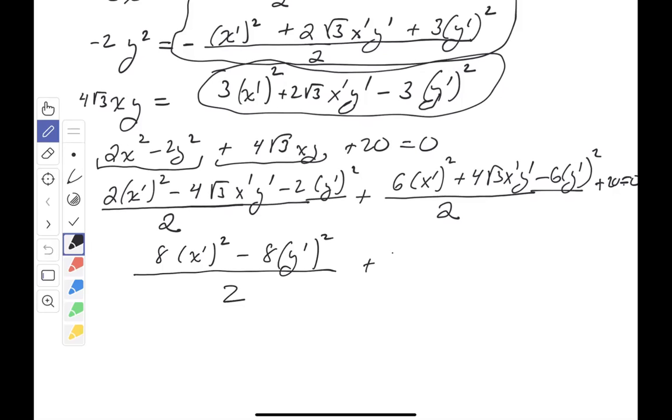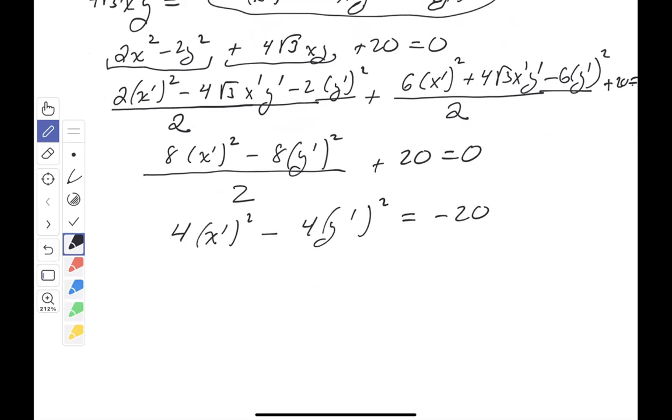Plus 20 equals 0. Let's put this down. Things are getting much simpler. 4 x prime squared minus 4 y prime squared equals minus 20.